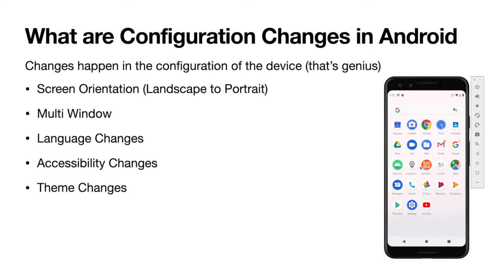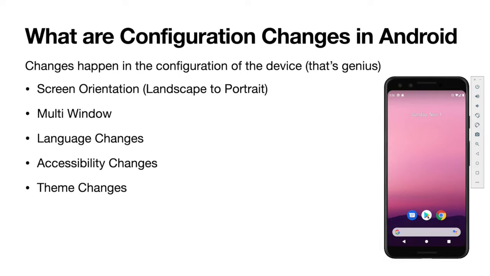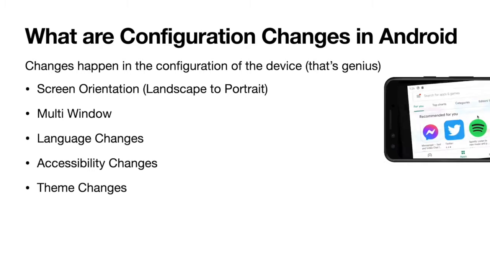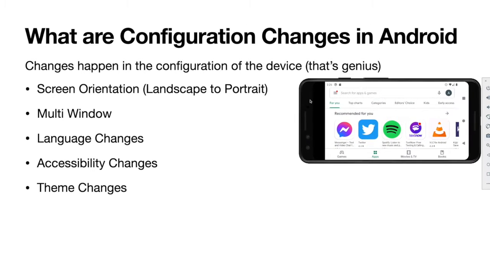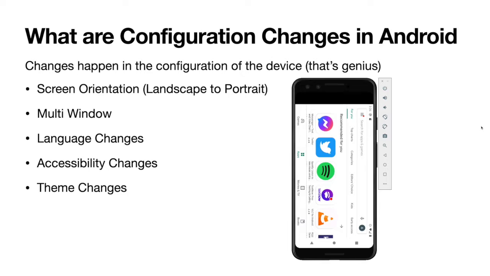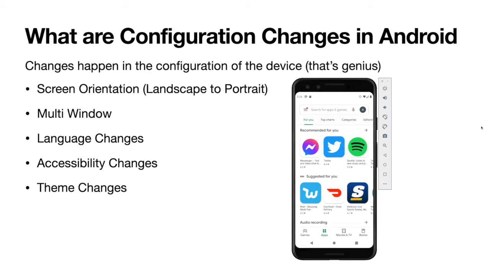So I have this emulator over here. Let me just pull up my emulator and open this app. So this is a basic Play Store app, right? The screen orientation is if you rotate your device. I'll just roll this thing over here. So you rotate your device. This is the screen orientation. This means this device screen orientation got changed and the configuration is changed.